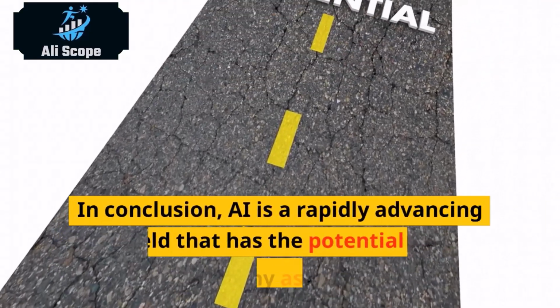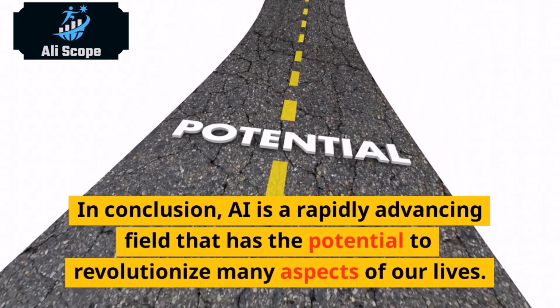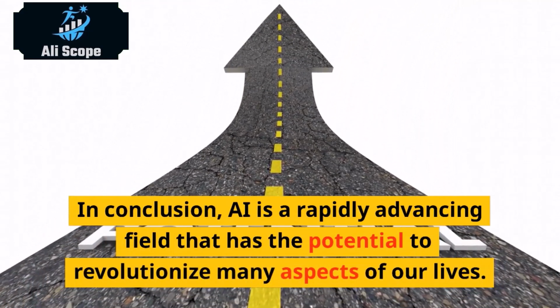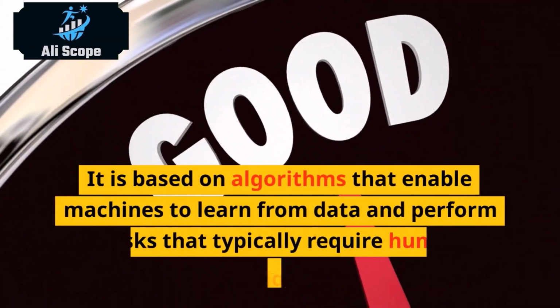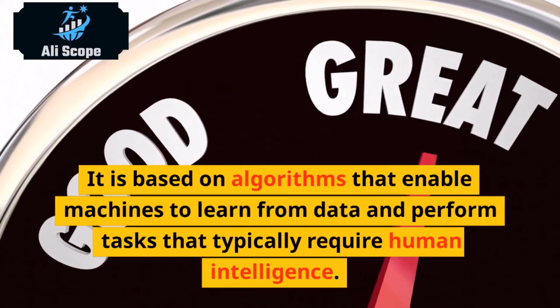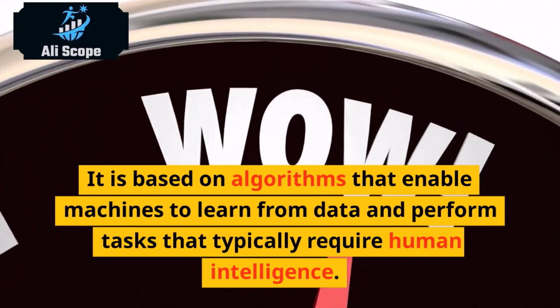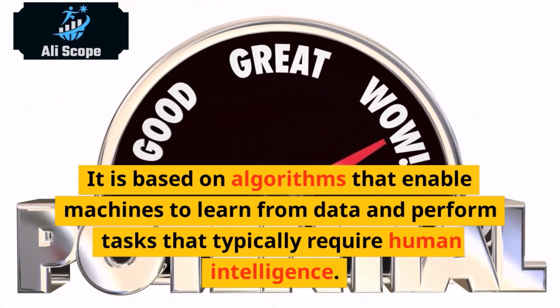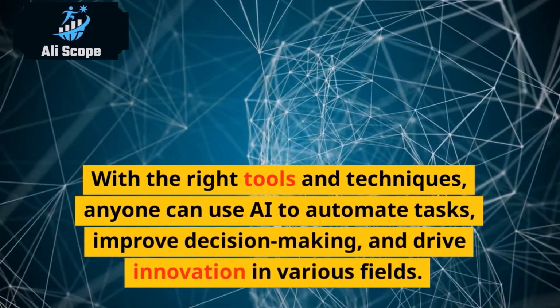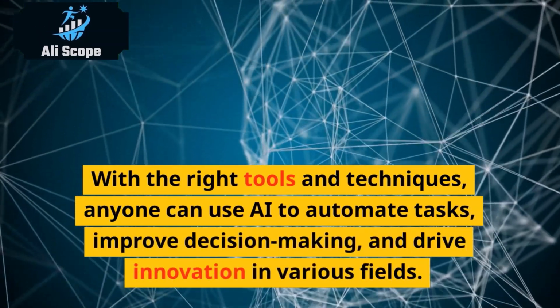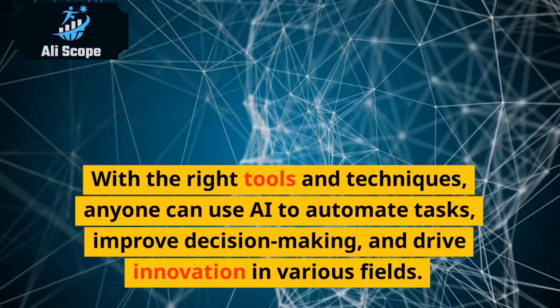In conclusion, AI is a rapidly advancing field that has the potential to revolutionize many aspects of our lives. It is based on algorithms that enable machines to learn from data and perform tasks that typically require human intelligence. With the right tools and techniques, anyone can use AI to automate tasks, improve decision-making, and drive innovation in various fields.